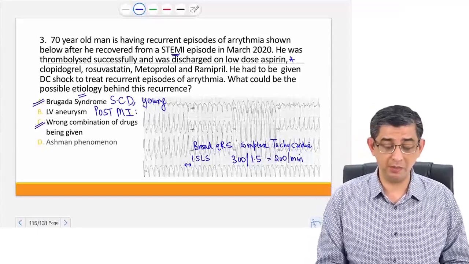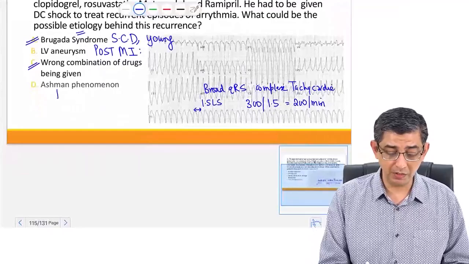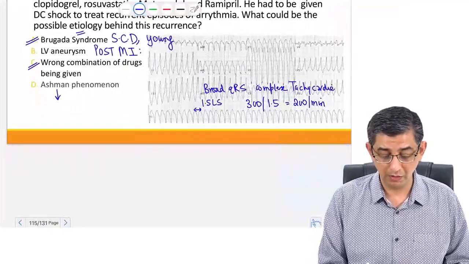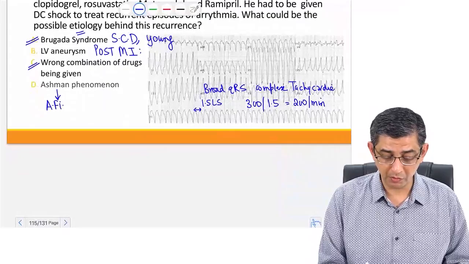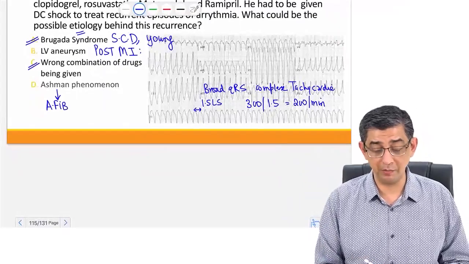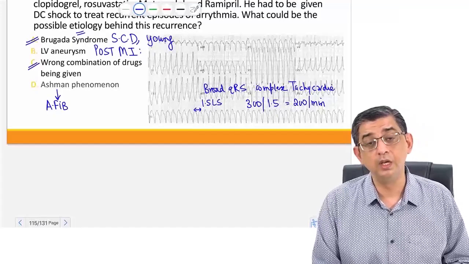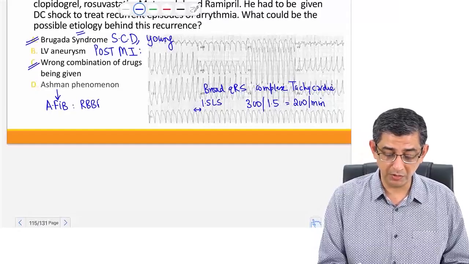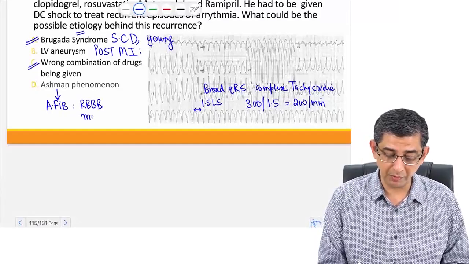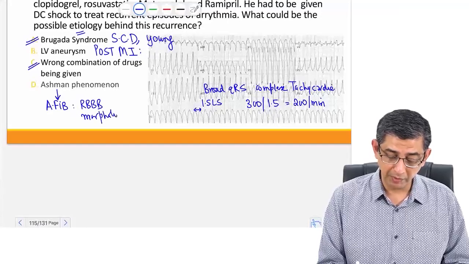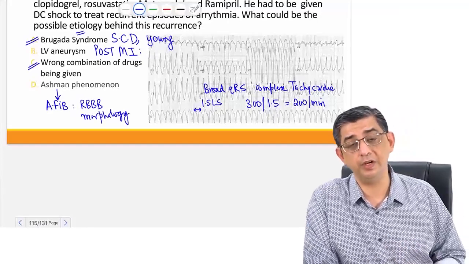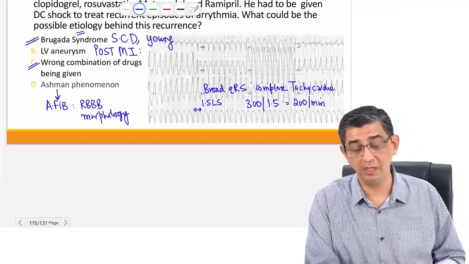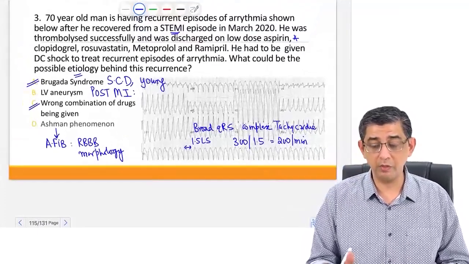Now let's look at Ashman phenomenon. Well, Ashman phenomenon is seen in atrial fibrillation. Remember, Ashman phenomenon is associated with atrial fibrillation. Atrial fibrillation has a narrow complex tachycardia. Well, what is Ashman phenomenon? It can be a right bundle branch morphology that could be found in an ECG of atrial fibrillation. Now, even if you don't make life difficult for yourself, the basic point is Ashman phenomenon per se is something that you have not read with myocardial infarction.